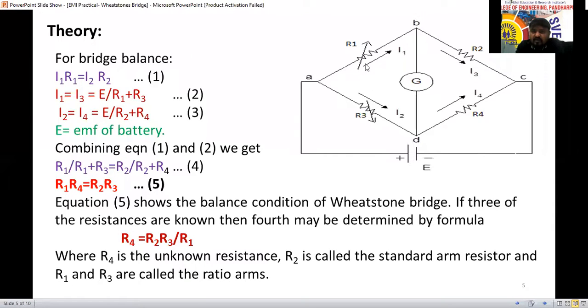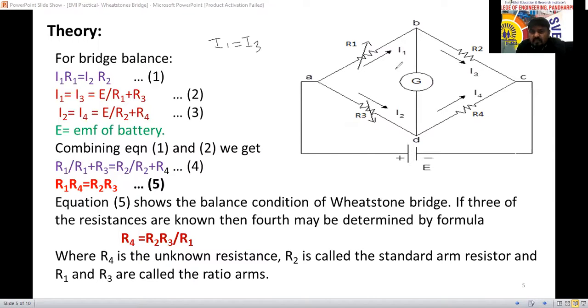The current flowing through R1 is I1. If the bridge is in balanced condition, is current flowing through the galvanometer? If the bridge is balanced, no current will flow. So the same I1 current will flow through R3, R2 also, whatever I3 I am using here. So at balanced condition, can I write I1 equal to I3? At balanced condition, I1 equal to I3. Same current is flowing here.